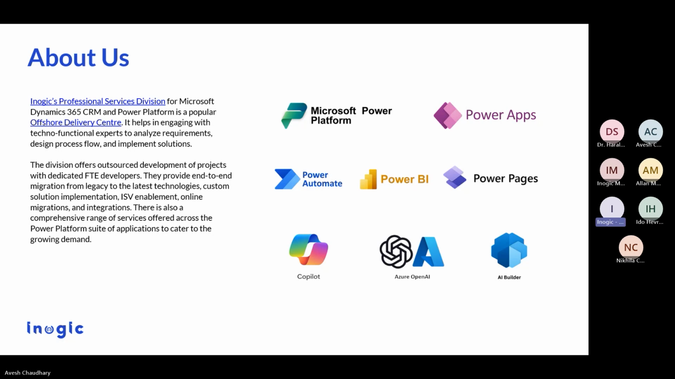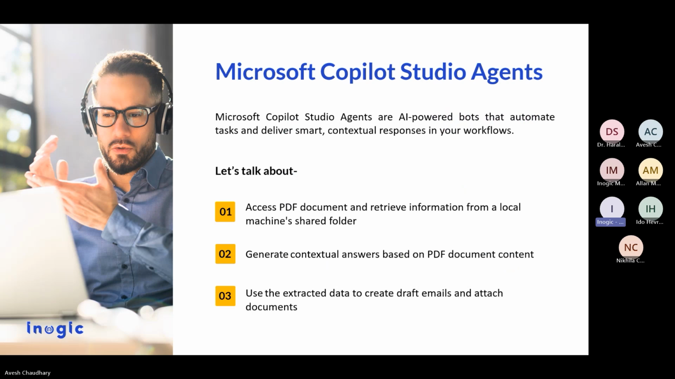Now, let's turn our attention to the main topic of today's session: using Copilot Studio Agents with local PDF files for generative responses and email drafting. In today's fast moving digital world, productivity and efficiency are more important than ever. So at Inogic, we believe in giving people and teams the tools they need to do their best work. In this session, we'll explore how Copilot Studio Agents can help you use your own PDF files to generate helpful responses and draft emails, saving you time and boosting productivity.